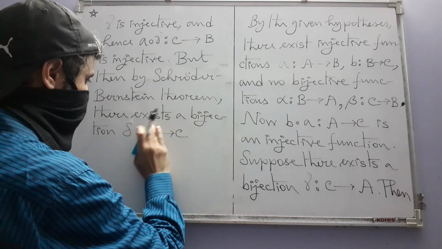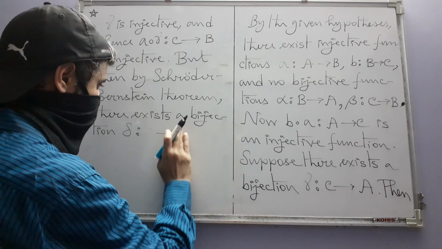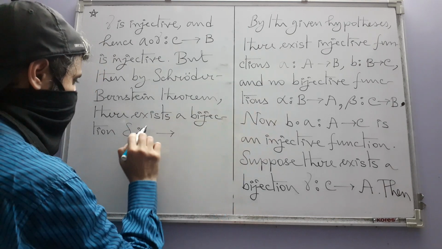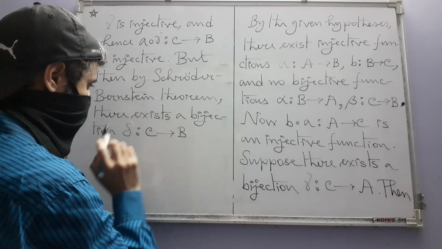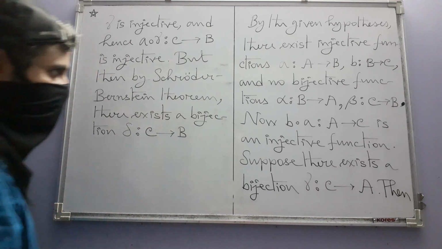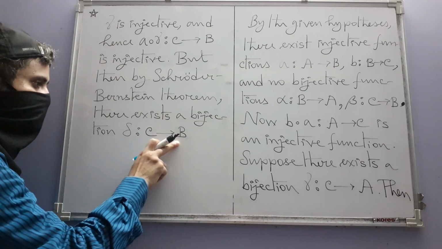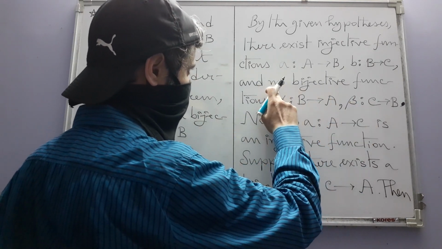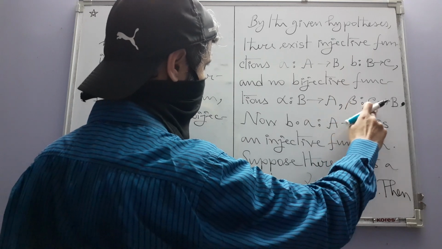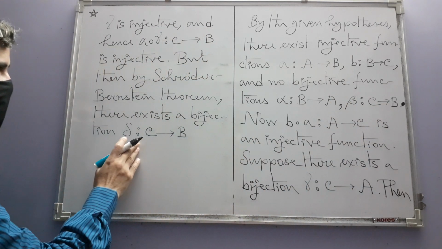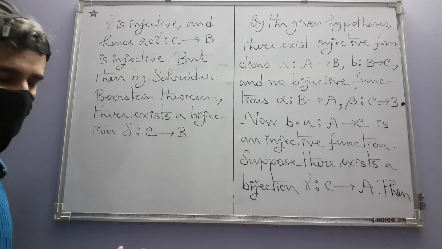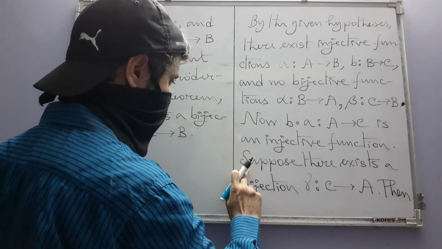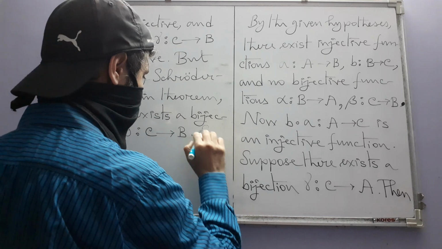Or because we are going to write about something that is wrong, so let's write from C to B. But then that is just simply in contradiction to this. Here we are saying that no bijective function is possible between C and B, but then we have this, and this contradiction stems from our supposition here.